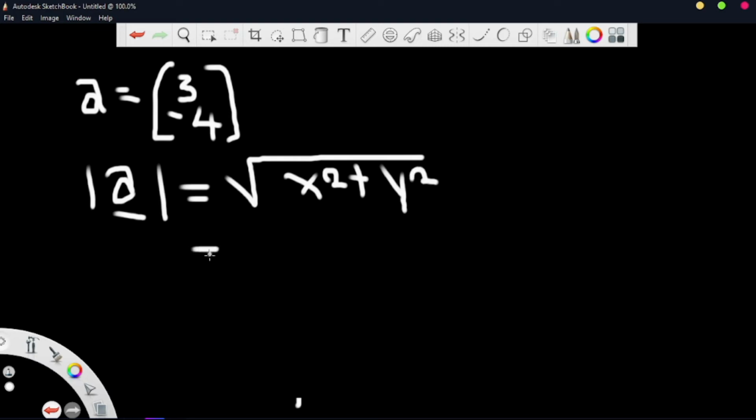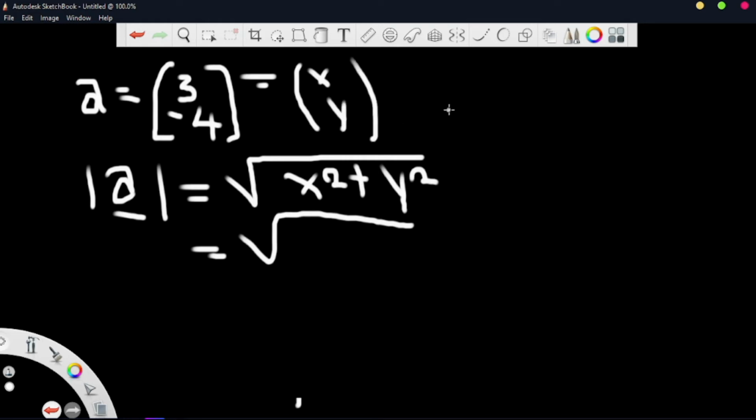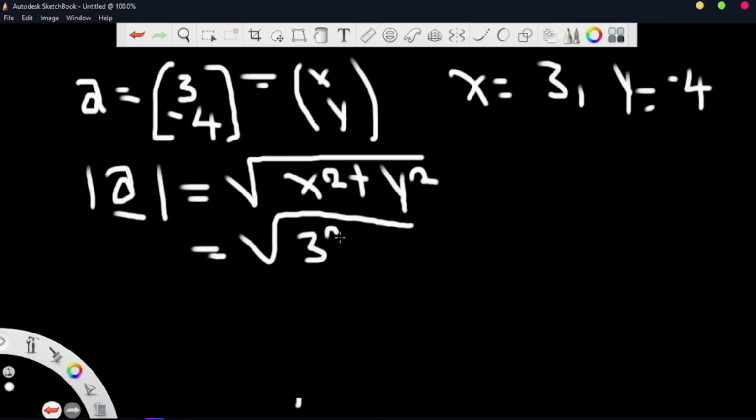With vectors, what you have to know is that your 3 is your x, and your negative 4 is your y. So my x is 3 and my y is negative 4. What is my 3 squared? I'm going to have 3 squared plus y squared, that is negative 4 squared. I'm going to put it in brackets.